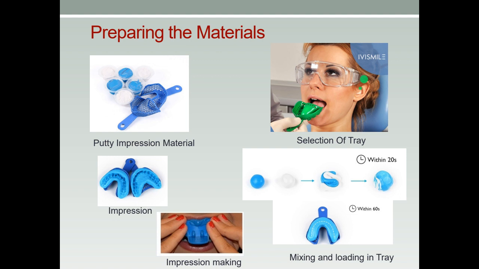First we need to select the tray, the appropriate size of the tray for a particular patient. Then we can dispense the material like putty in equal proportion. Then mixing the putty in a way that it is going to be streak free, and then we can load the material on the tray evenly and make the impression. So this is how we can make an impression with the help of the putty.